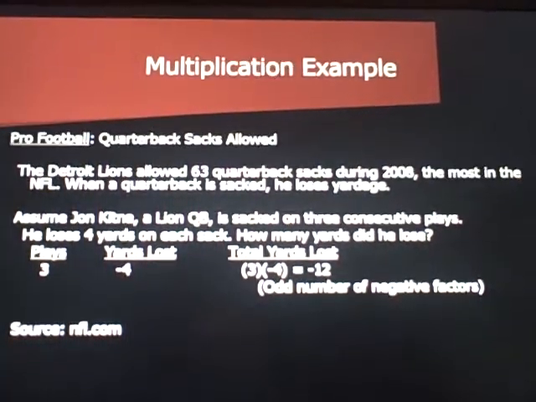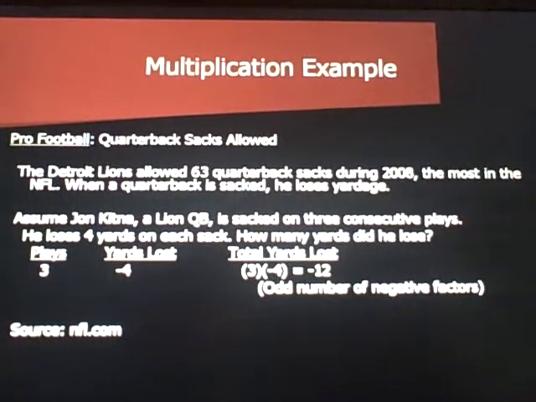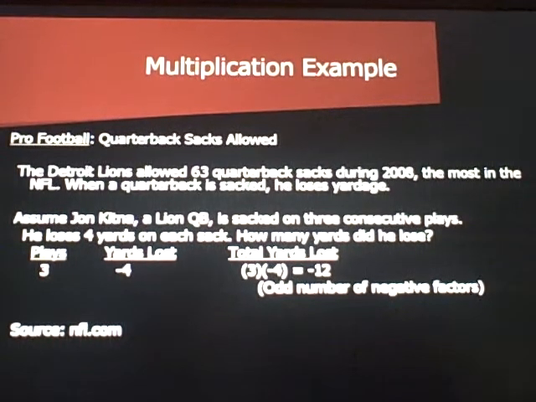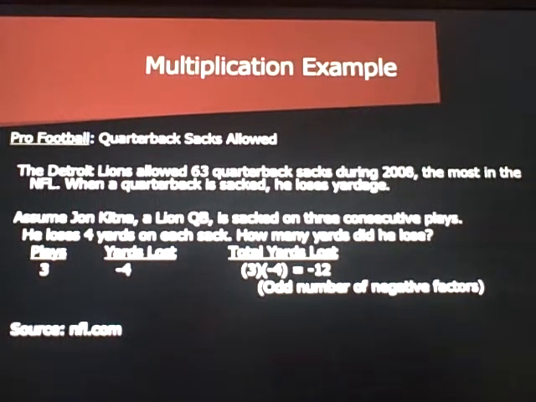Here's an example from sports. In pro football, quarterback sacks allowed. Let's look at that statistic. The Detroit Lions allowed 63 quarterback sacks in 2008. They were the worst team in football and didn't win a game. They had the most number of sacks in the NFL. When a quarterback is sacked, by definition, his team loses yardage. He's tackled behind the line of scrimmage.